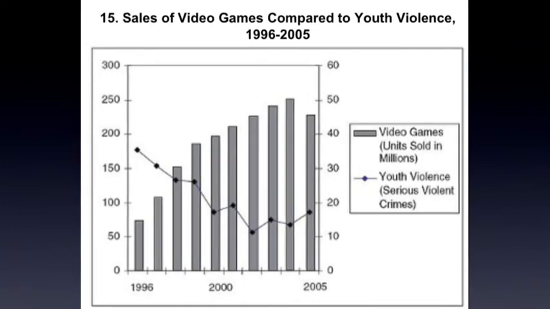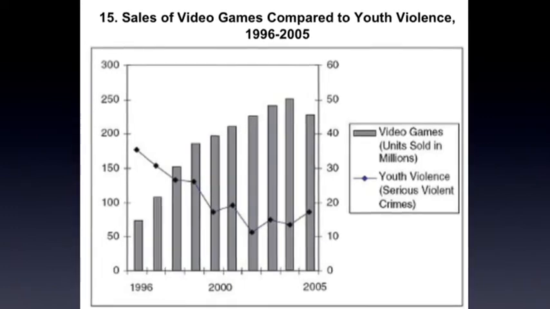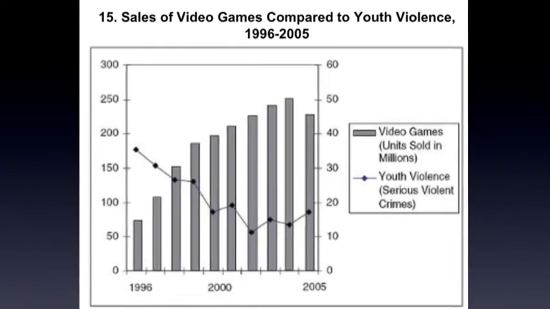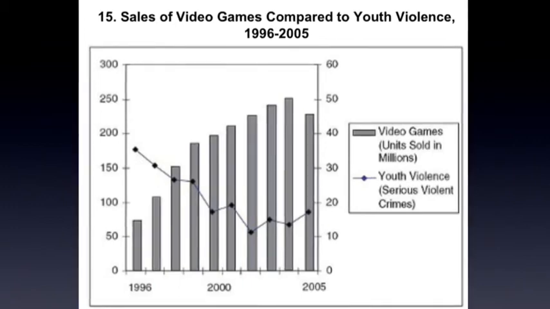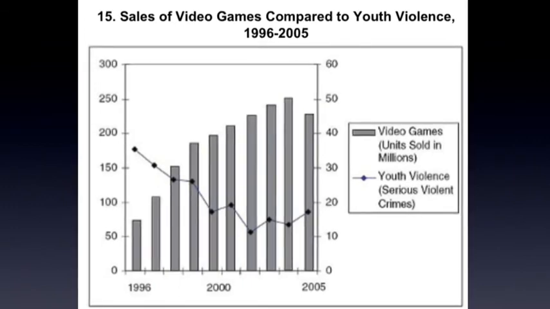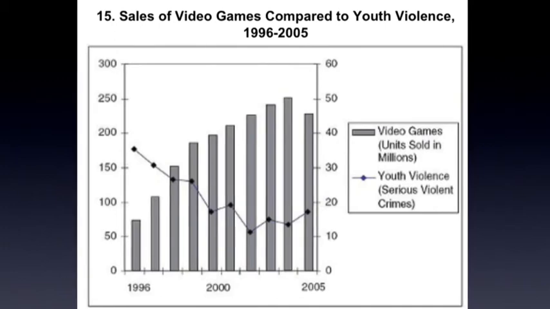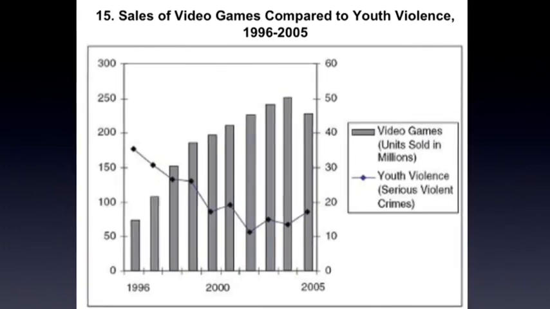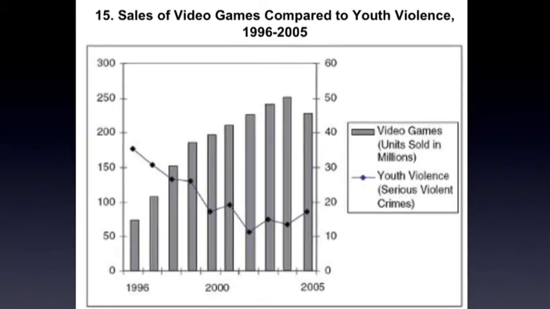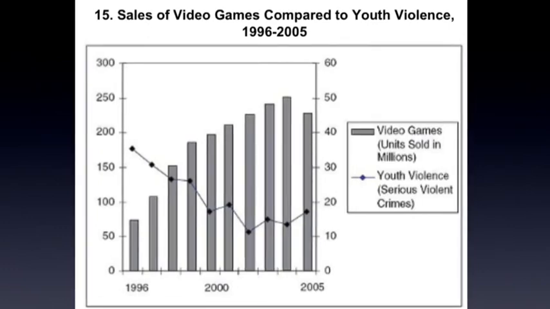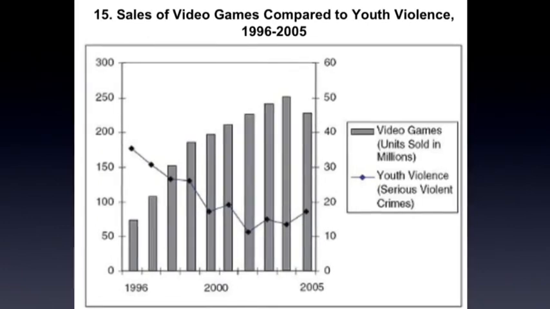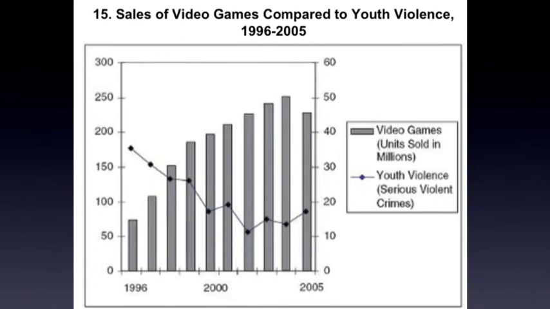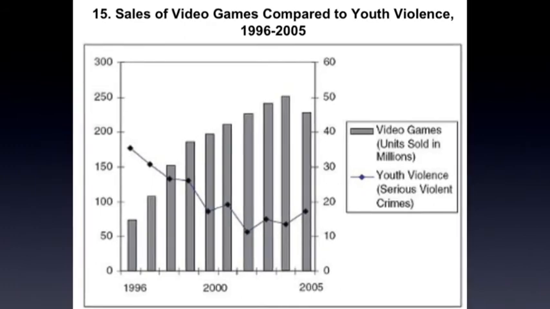Welcome back. What kind of information did you gather from this graph, titled Sales of Video Games Compared to Youth Violence? What you may have deduced is that it's actually two graphs, one on top of the other, one a line and one a bar graph. Furthermore, they actually each have their own y-axis, one going from 0 to 300 on the left, and one going from 0 to 60 on the right.